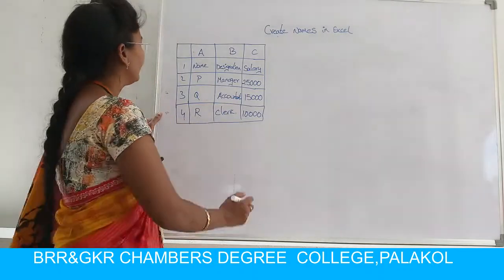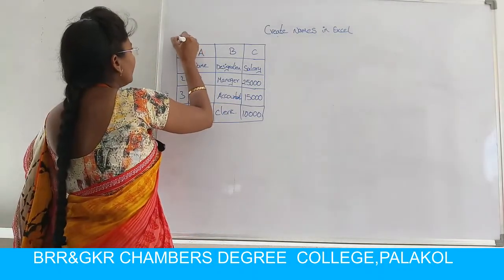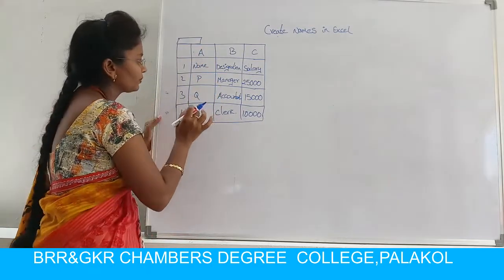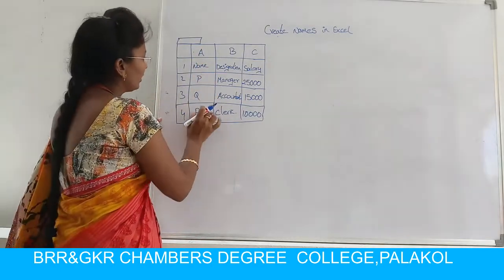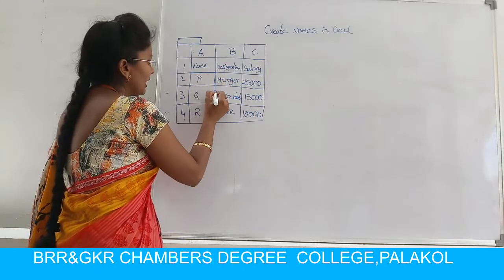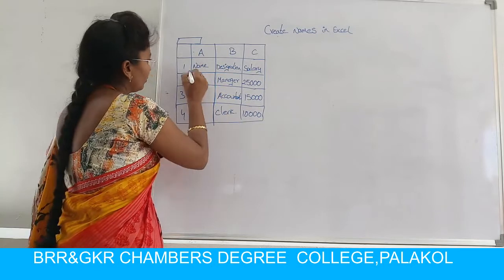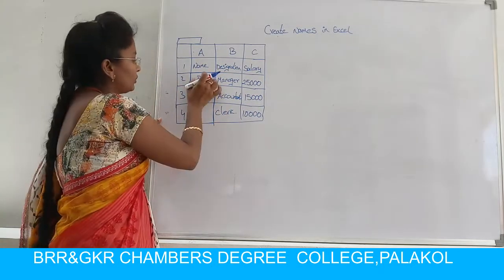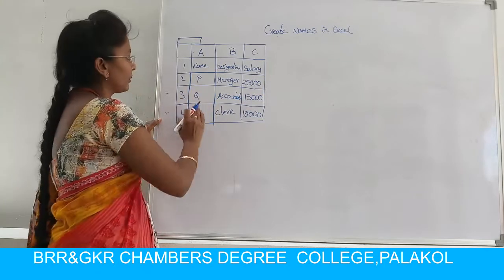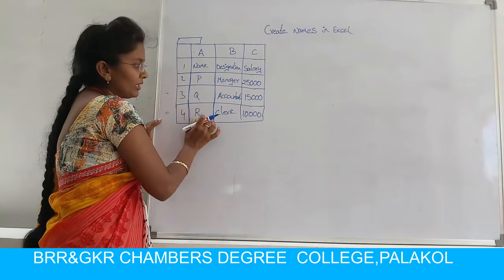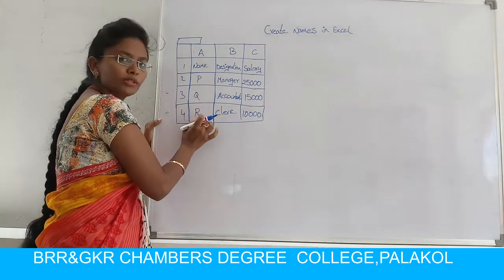After entering data, select the A column. That means I am selecting from A2 only. I am selecting A2, A3 and A4. Up to A4 I am selecting. I am clicking on this A2 cell and dragging towards the downward direction. A2, A3, A4 are selected.